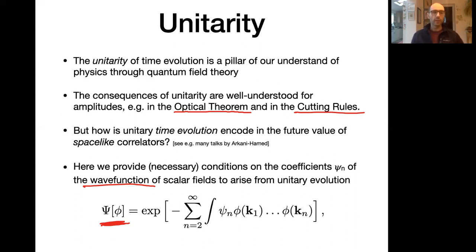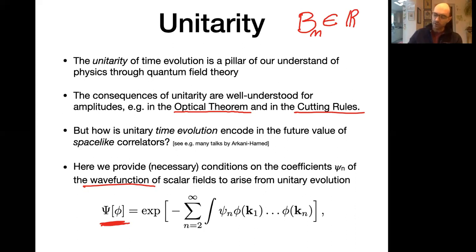And this is to be expected because correlators by their nature are real objects, if you take the expectation value of Hermitian operators. But unitarity has to do with the phases of stuff, no? It has to do with complex numbers and e to the i omega t as you evolve. And so it's perhaps intuitive that it will be hard to express it well in terms of correlators. It's much better expressed in terms of the wave function.